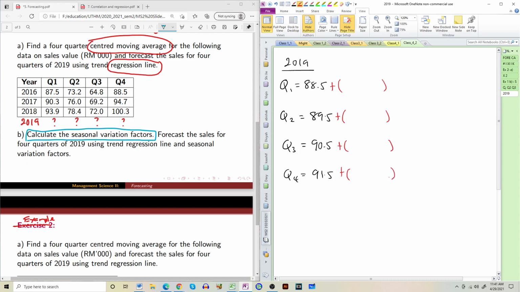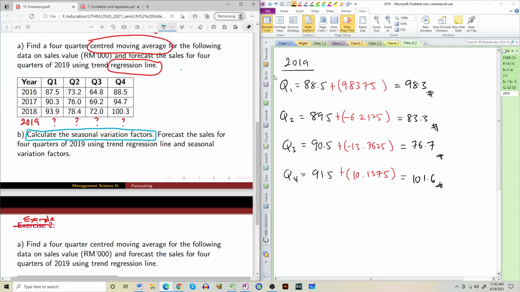the corresponding seasonal factors. Here would be 9.8375. Here would be negative 6.225, negative 13, and 10.1375. If you find this will be the answer. All these are the final answer for B, which means we have done this part.